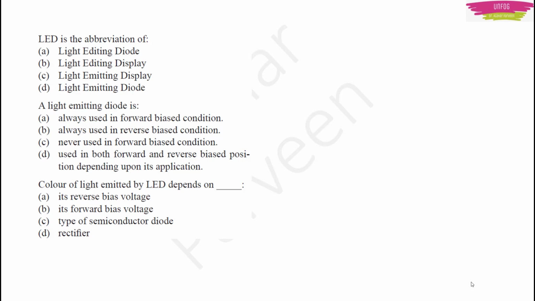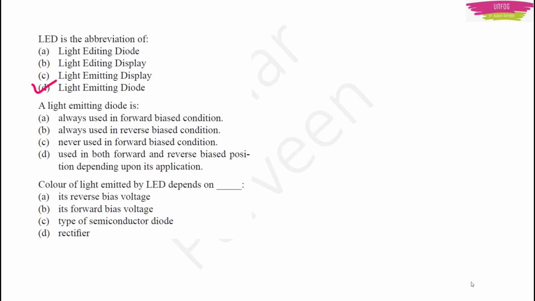Now these are the expected MCQs from this part. First: LED is the abbreviation of. This is very simple. You know it is light emitting diode. Next: a light emitting diode is. There are 4 options. It is always used in forward bias. It is used in reverse bias. It is never used in forward bias. It is used both in forward and reverse bias depending upon its application.